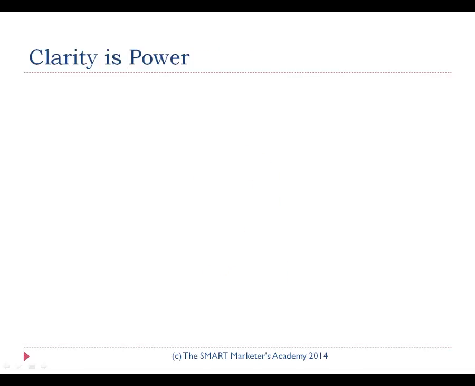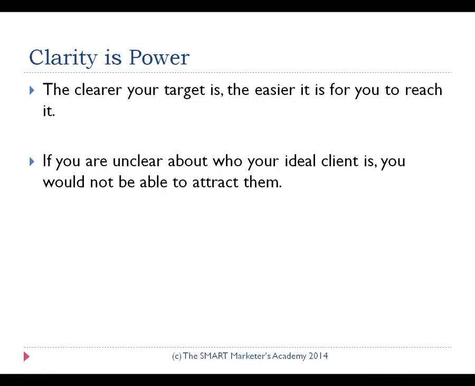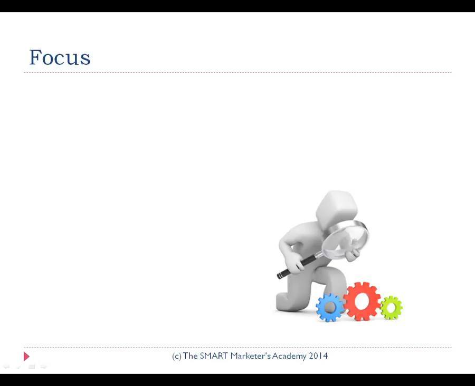Now, clarity is power. The clearer you are about things in life, the better it is. Clarity also has to do with speed. So if you want to build your business fast or much faster than you currently build it, then you need to go for clarity. The clearer your target is, the easier it is for you to reach it. So if you're unclear about who your ideal client is, you will not be able to attract them. But if you are clear about who they are, then your business will be like a magnet that attracts them.